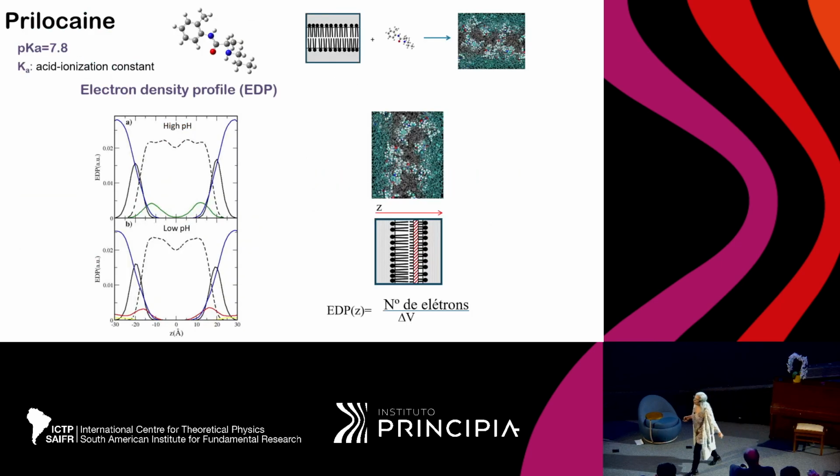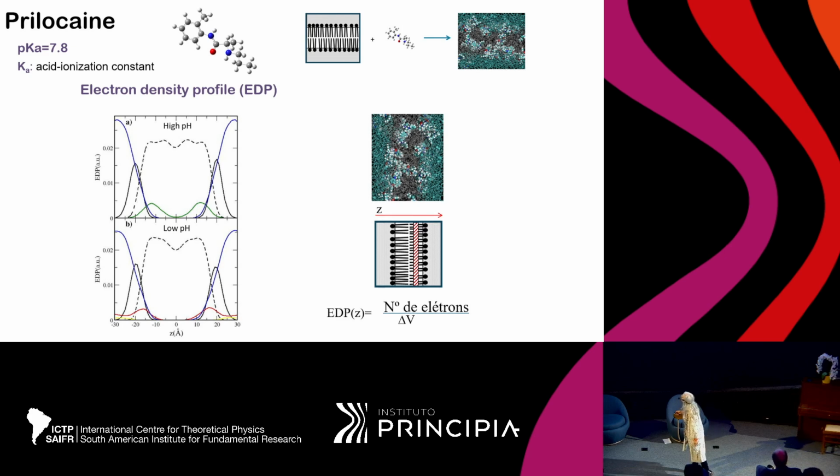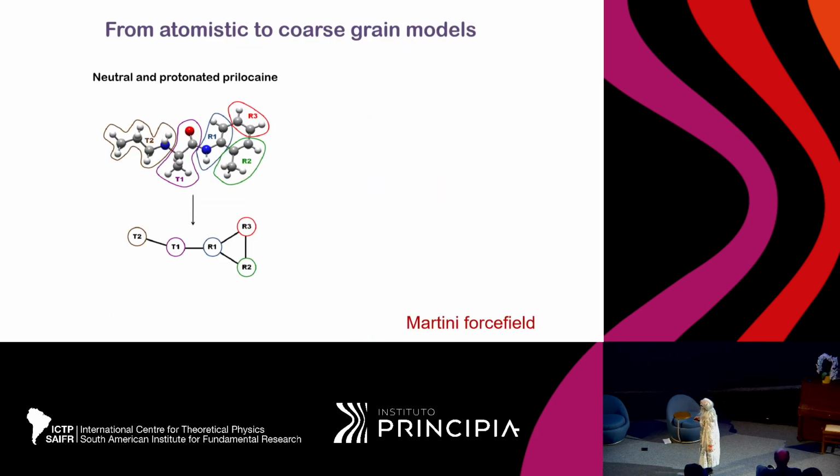Well, first, we started to work quite a lot, and it is our model drug, with prilocaine. Prilocaine is a local anesthetic, and we studied it in a lipid bilayer, both neutral and protonated anesthetics, and we carried out several molecular dynamics simulations, and we took the fingerprint that usually is the electron density profile or mass density profile. But we want to go to more complex systems.